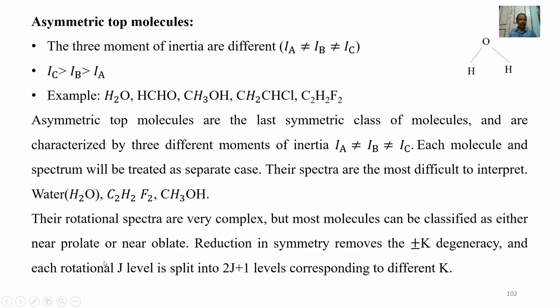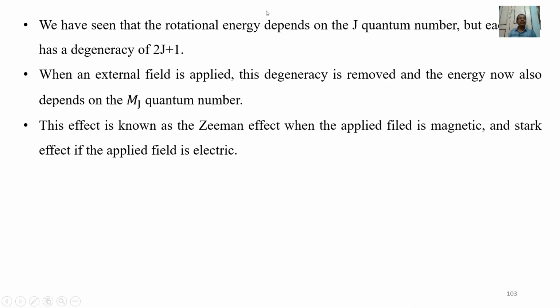Reduction in symmetry removes the plus or minus K degeneracy, and each rotational J level is split into 2J plus 1 levels corresponding to different K. We have seen that rotational energy depends on the J quantum number, but each level has a degeneracy of 2J plus 1. When an external field is applied, this degeneracy is removed, and the energy now also depends on the MJ quantum number. This effect is known as the Zeeman effect when the applied field is magnetic, and the Stark effect if the applied field is electric.